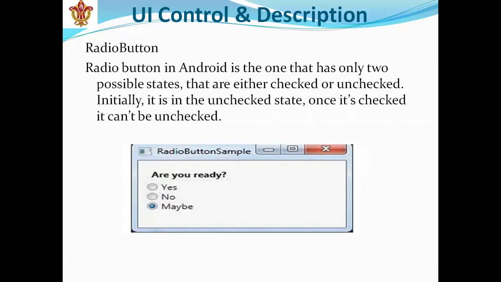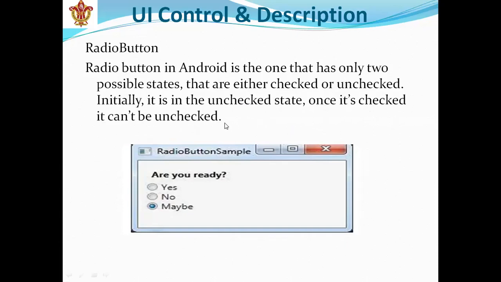Okay, initially it is in the unchecked state. Once it's checked, it can't be unchecked. It means the initial state of the radio button is what? It is the unchecked state. And when you tick on the check, then it can't be unchecked. It is called the radio button. It is used in various quizzes, questions, and other forms of multiple choice questions.